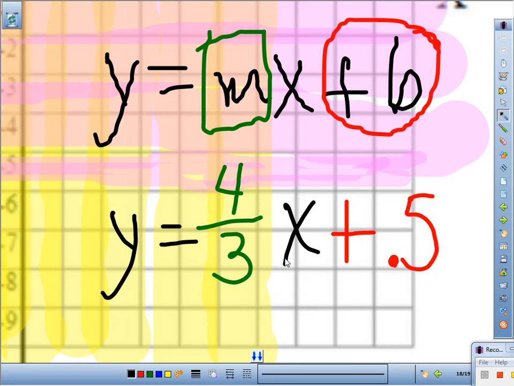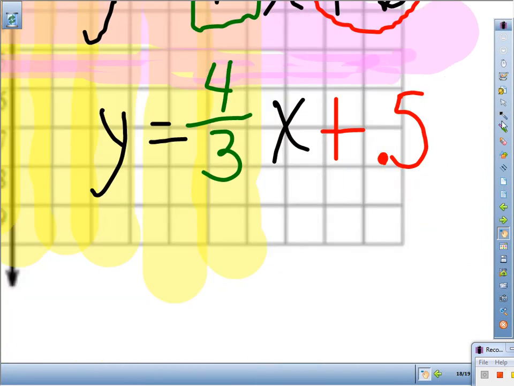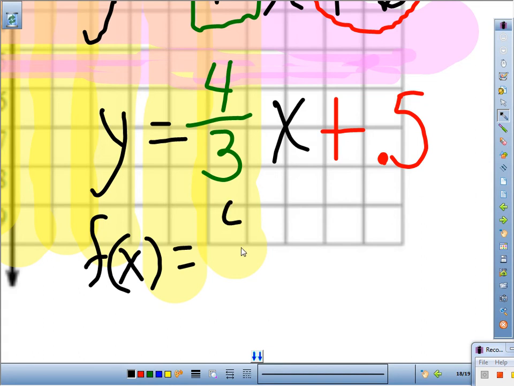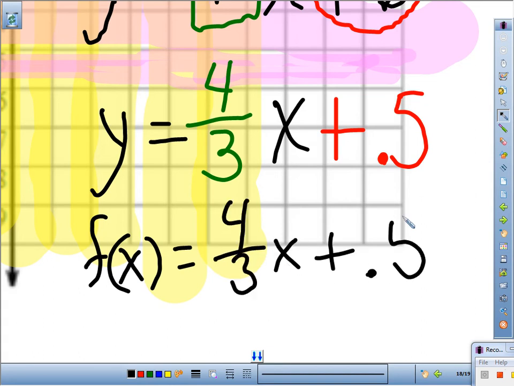But since they want it in function notation, everyone, we write what? F of x. That is correct. F of x equals 4/3 x plus 0.5. Man, this is so easy. Yeah? Show me how comfortable you are with this. We got this, yes? Yeah, some of us are getting there.